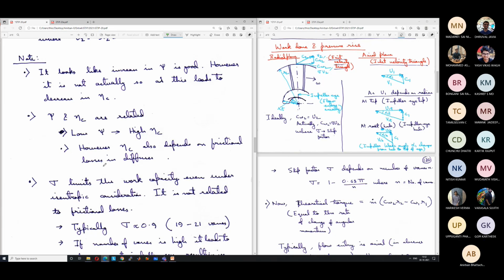Then another point is sigma limits. Sigma is the slip factor. It limits the work capacity even under isentropic compression consideration. Very important point. Even if there is no frictional loss, nothing, that does not mean that sigma is going to be 1. Slip is still going to be there.